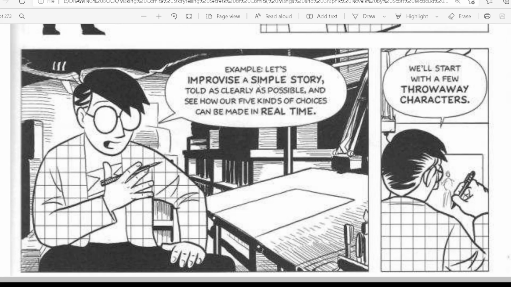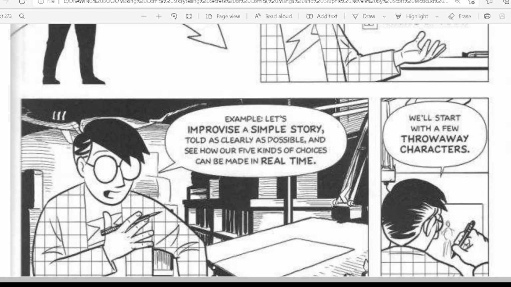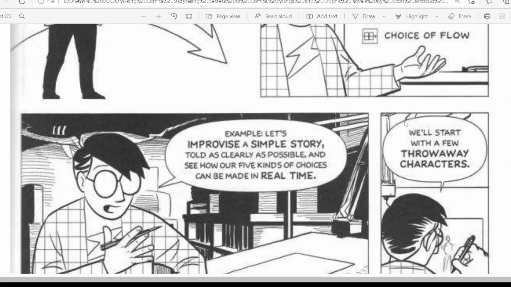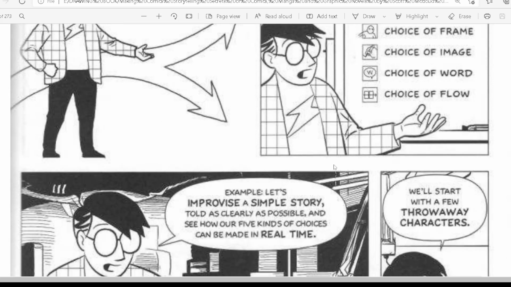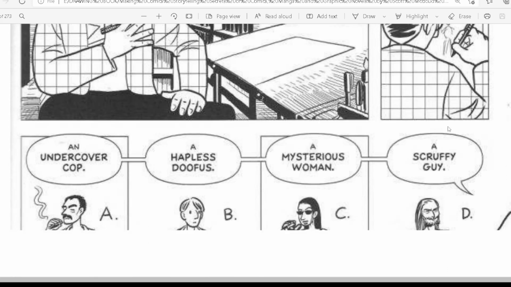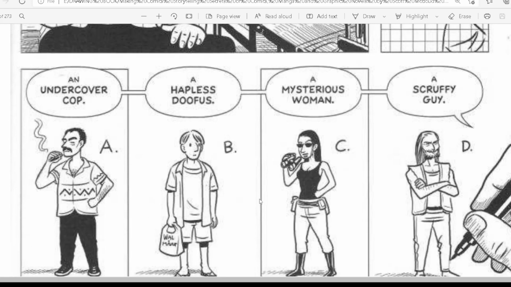Example: let's improvise a simple story told as clearly as possible, and see how our 5 kinds of choices can be made in real time. It is interesting to know the use of these 5 things: choice of moment, choice of frame, choice of image, choice of word, and choice of flow. We will start with a few throwaway characters: an undercover cop, a hapless doofus, a mysterious woman, a security guy.